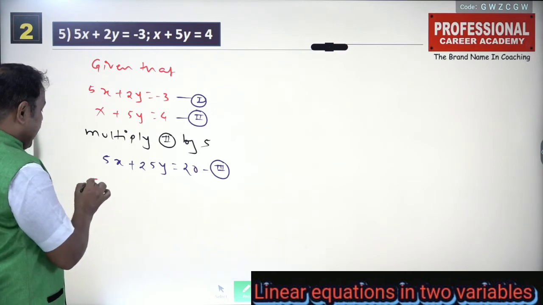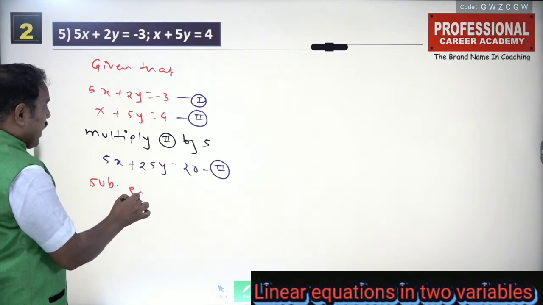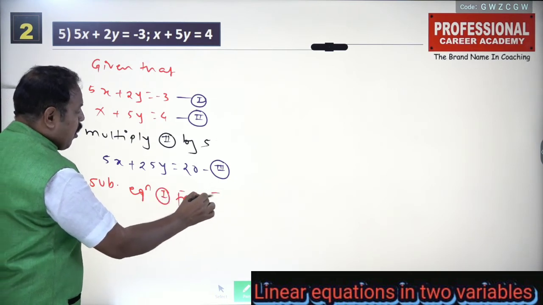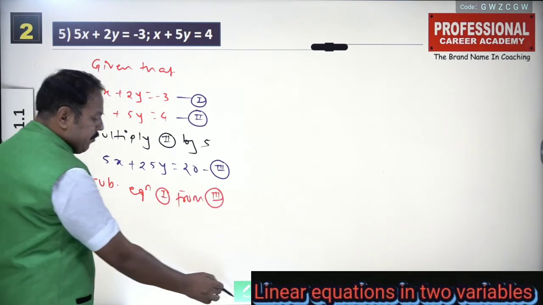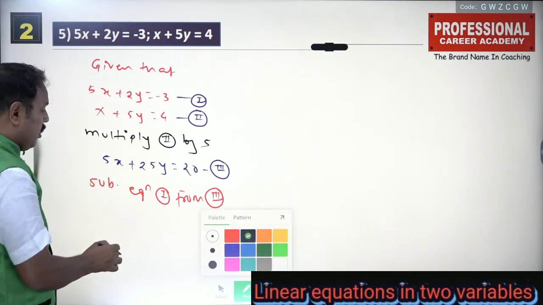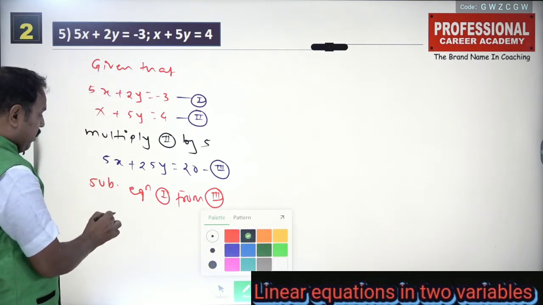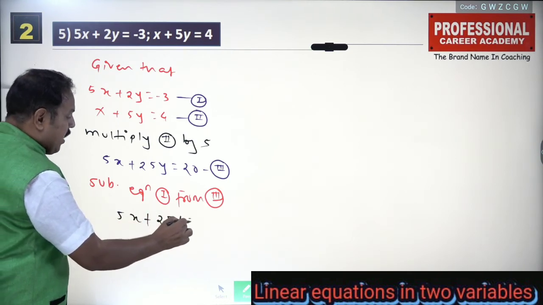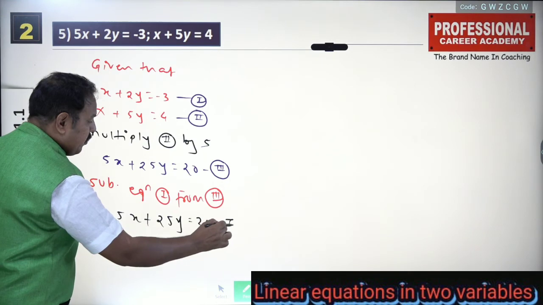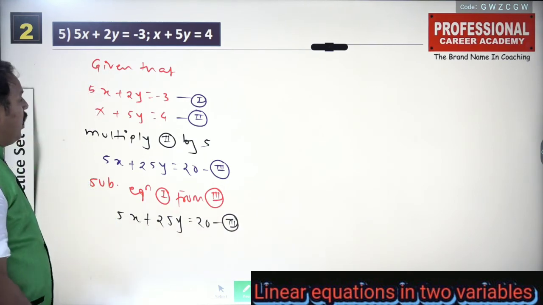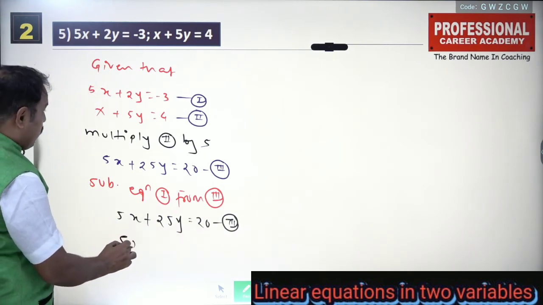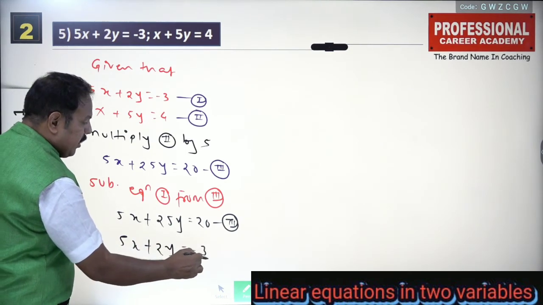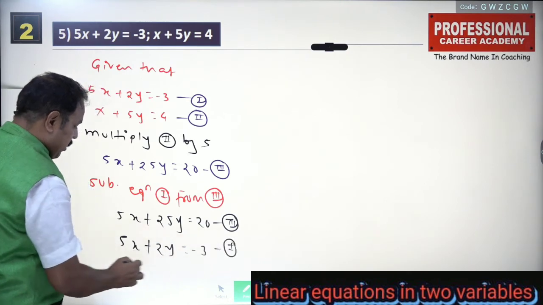So see here, subtract equation 1 from equation 3. How to subtract? First write down 3. What is 3? 5x plus 25y is equal to 20. That is equation 3. And that is equation number 1: 5x plus 2y is equal to -3.